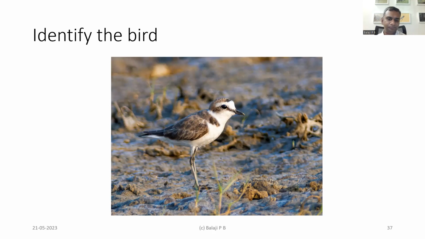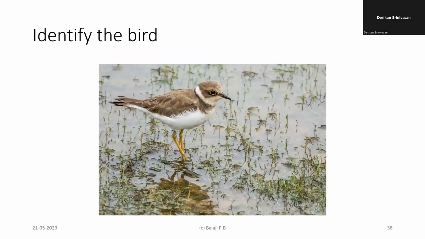So what could it be? Kentish plover. Yeah, it's definitely a Kentish plover, because it has the broken breast band and a complete neckband. The neckband is complete, the breast band is incomplete. So it has to be a Kentish plover.